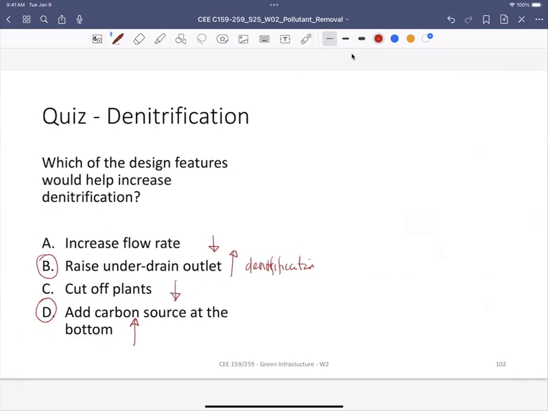With that, you have learned all the processes relevant for stormwater infrastructure design. From the next video, you are going to combine all of them together and couple them into one rate, and then you predict the removal rate in green infrastructures.